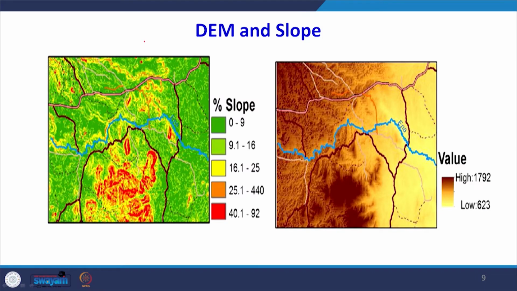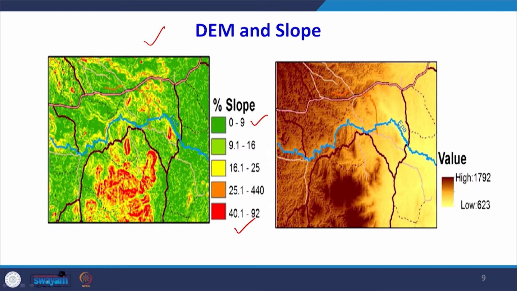On the left side is the digital elevation model, with different categories shown, and the slope map which has been created. This categorization has been made from the elevation data. It has been converted into percentage slope, and different percentages are shown by different colors. So you can segment them.